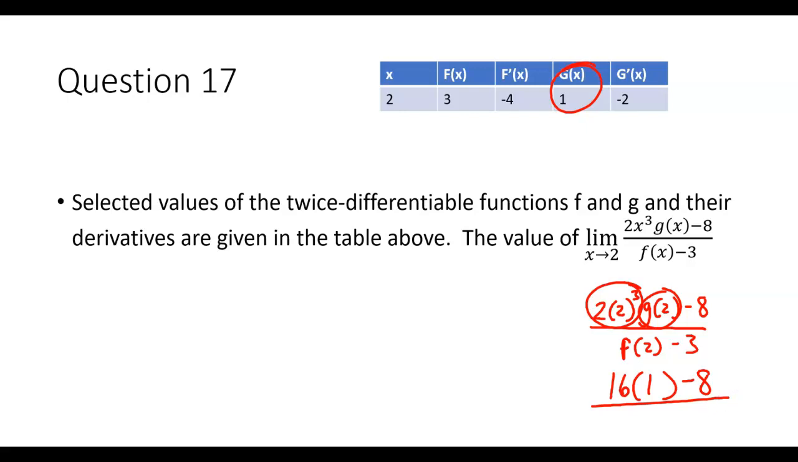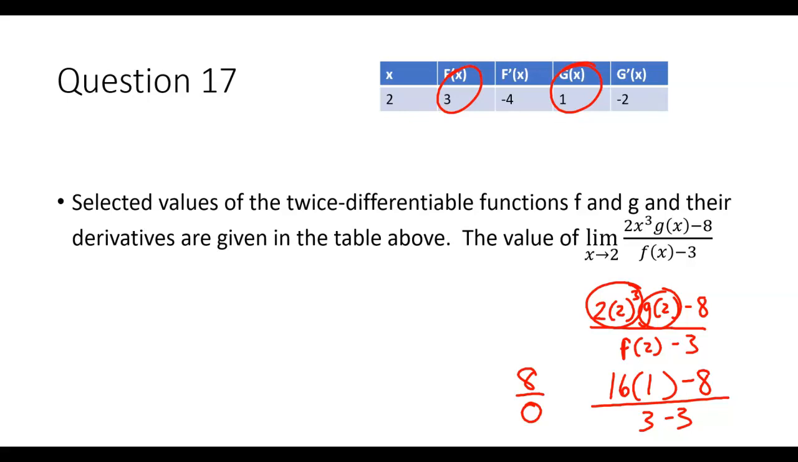F of 2 is 3. And we end up with 8 over 0. Now that's undefined. So now if this was an indeterminate form, then we might be able to apply L'Hopital's rule and get an actual answer.